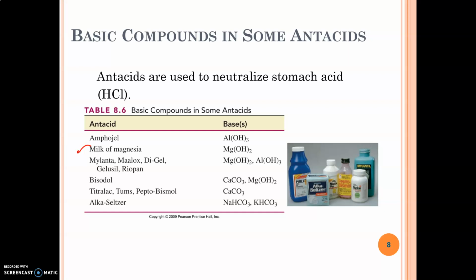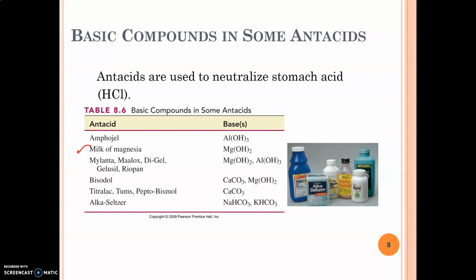First, let me explain how this heartburn happens. When you're eating spicy food, you know that there is a strong acid in your stomach, which is hydrochloric acid, remember? So when you're eating that spicy food, you're increasing the secretion of the HCl, or the stomach acid. When you increase that, you feel that burning sensation, or the heartburn.